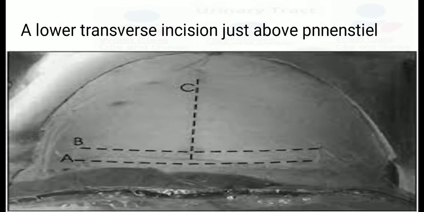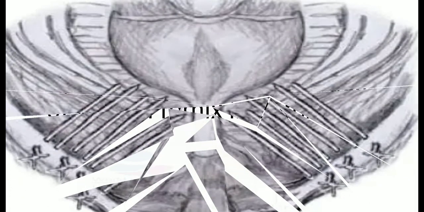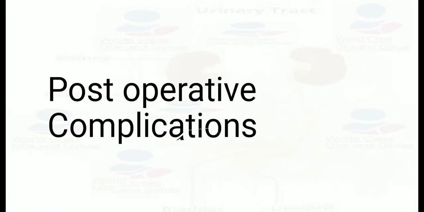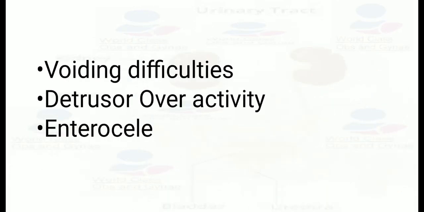Okay, and a transverse incision just above the symphysis pubis is given. So that is what you see, and these types of sutures are placed. Tying sutures on the lateral sides of the vaginal fornices in the Burch. Post-operative care, we need to provide them. Post-operative complications: voiding difficulties, detrusor overactivity, and enterocele.